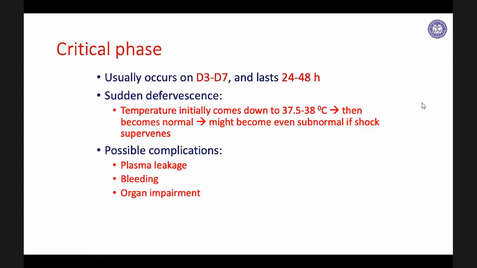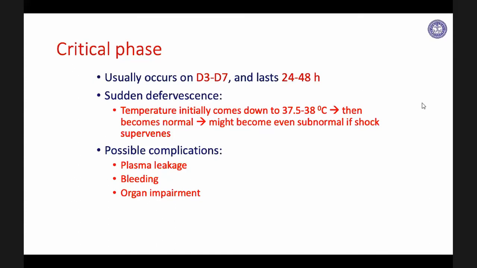Then let's come to the critical phase, which only some patients develop. That usually occurs on day 3 to day 7. It doesn't happen in the first 2 days and doesn't happen after day 7. So day 1, day 2, you are safe. Day 8, 9, 10, also you are safe. The ones where you have to look out for are day 3, 4, 5, 6, 7. And it lasts 24 to 48 hours.